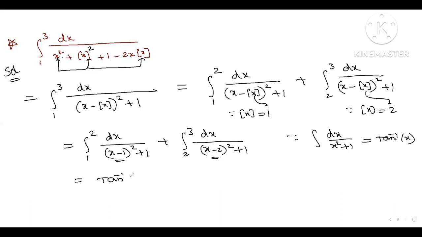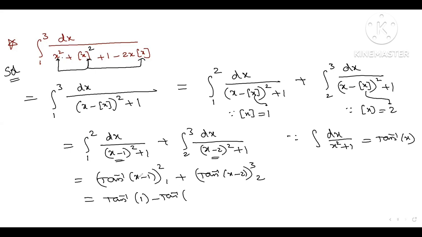Now we should apply the same formula, tan inverse of x minus 1 from limits 2 to 1. Here the formula is tan inverse of x minus 2 from limits 3 to 2. Now write first, on replacing x by the upper limit 2, 2 minus 1 is 1, minus tan inverse of, on replacing x by the lower limit 0, 1 minus 1, it will be 0.